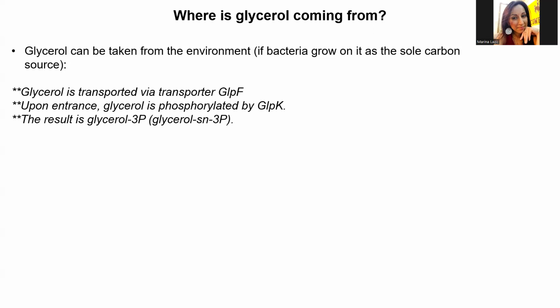And when glycerol comes in, upon entrance it immediately gets phosphorylated by a kinase called GlpK. The result is glycerol-3-phosphate, which can later be used for further membrane synthesis. Why does this matter? Because in that way you can adjust cellular tolerance to, for example, methanol, since the cell can remodel its lipid structures.